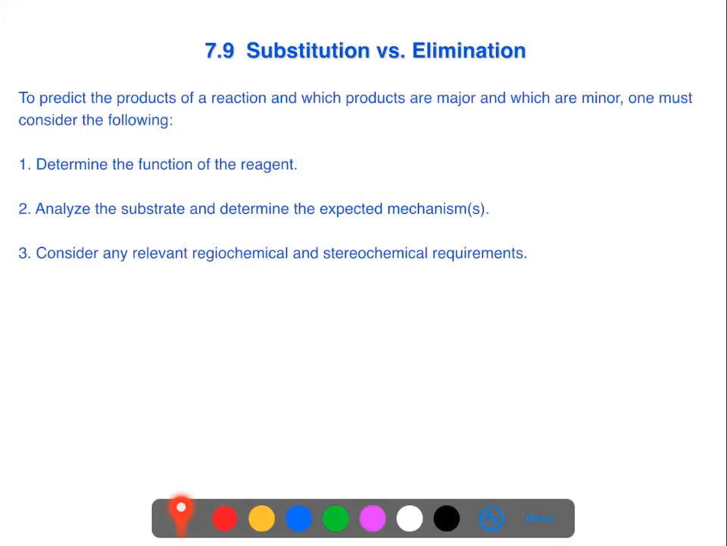Once we know the nature of the reagent and we've analyzed the substrate, we should at that point be able to predict the mechanism via which that reaction should go. Once we've identified the mechanism, we'll have a sense for what products we will obtain from that mechanistic reaction. And at that point, we also need to consider any regiochemical or stereochemical requirements that will be observed in our product distribution.